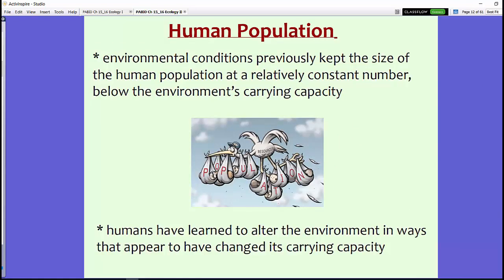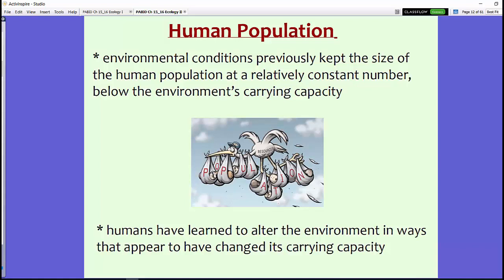So when we're talking about a human population, we have about 8 million people, if not more, at this point, or we're coming up on 8 million as of this particular video. It's very concerning for the planet Earth how many humans are actually living on the surface at the moment. Environmental conditions previously kept the size of human populations relatively constant and small. And typically, we were always below the environment's carrying capacity. But we have learned to alter the carrying capacity of our environment in a lot of different ways.